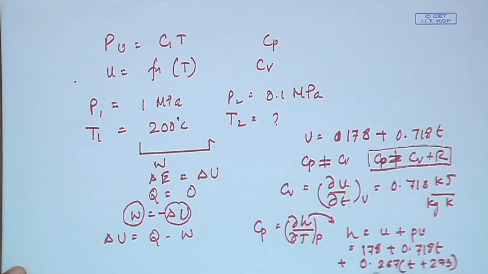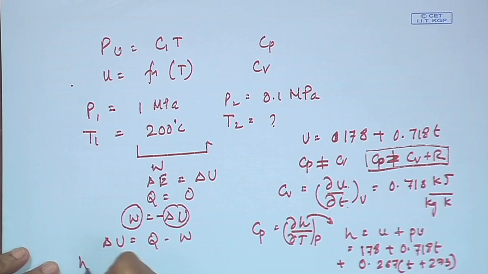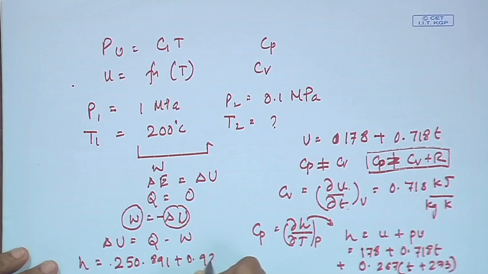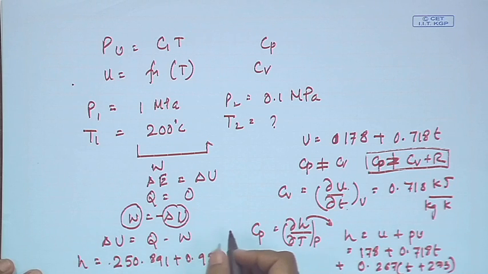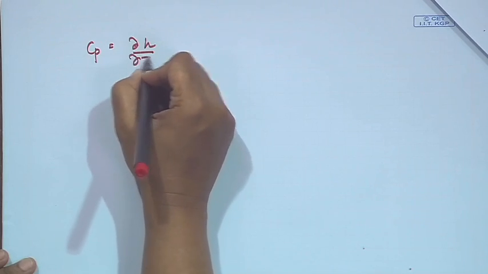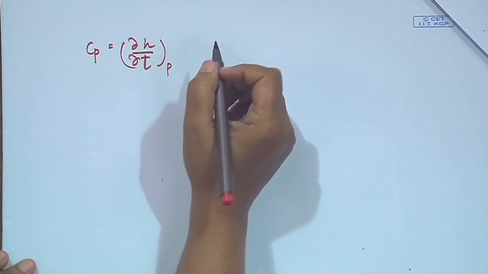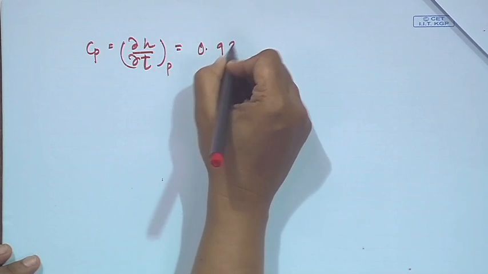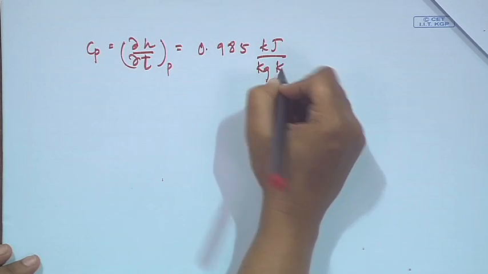So from this equation, can you not express H in terms of temperature? I will just write down here. In this particular equation, we find H is nothing but 250.891 plus 0.985 T, isn't it? So from here, if you differentiate H with respect to T, you get the Cp value. What is the Cp value that you are getting? Cp, which is nothing but del H del T at constant P. Please remember, small t is for degree centigrade, capital T is for degree Kelvin. From here we get this to be 0.985 kilojoules per kg Kelvin.